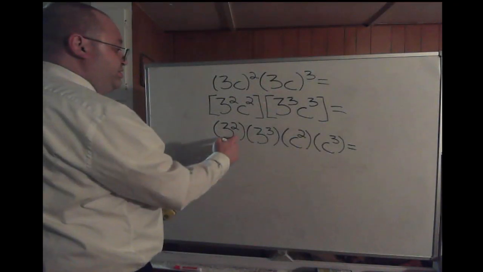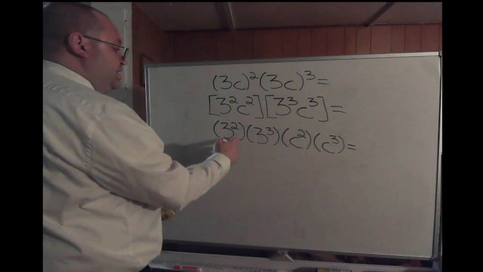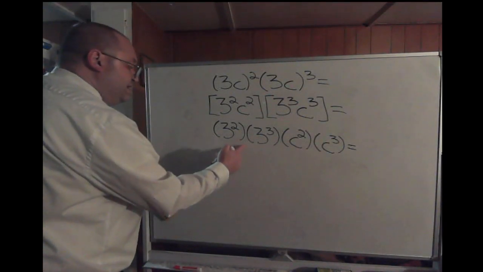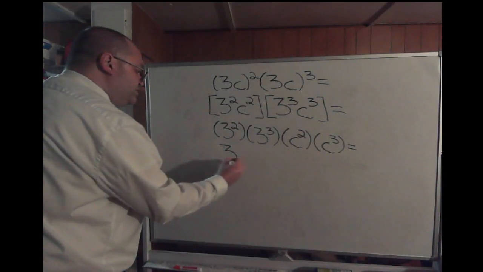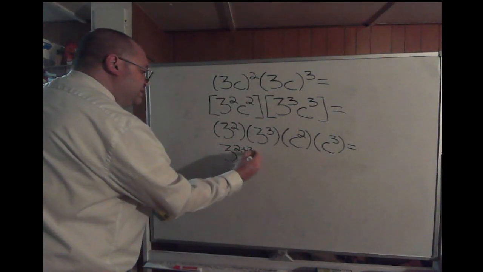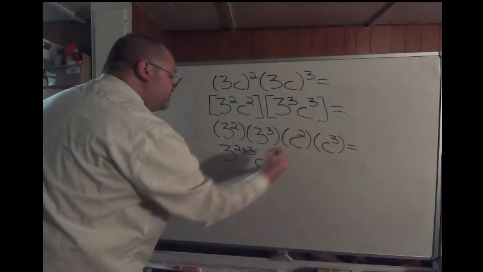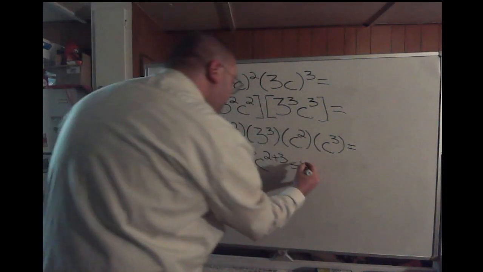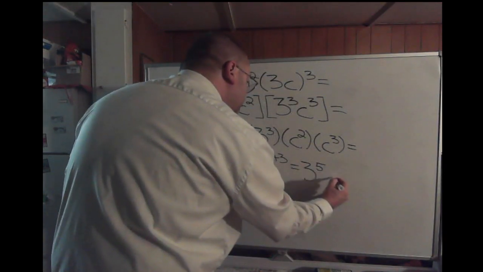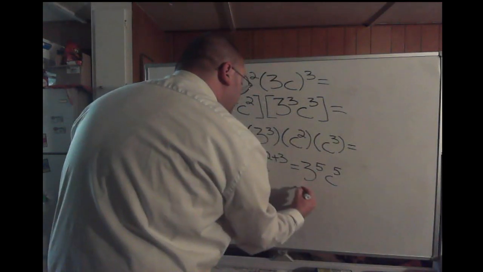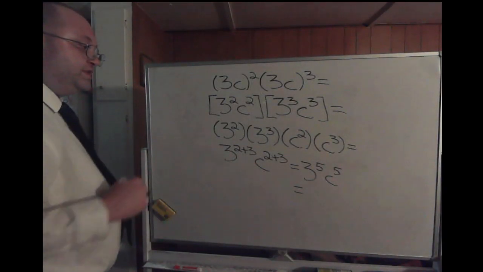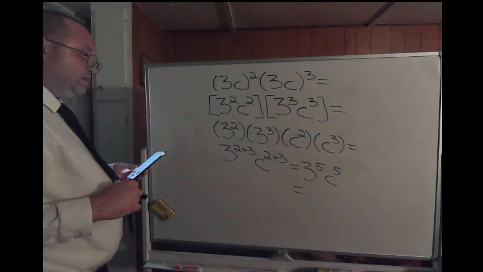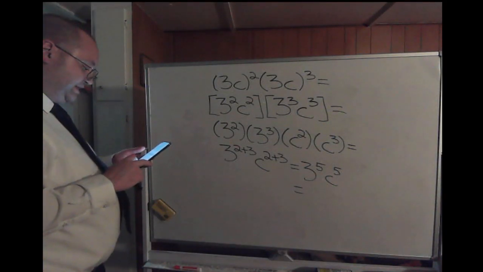Well, again, whenever you multiply a constant or variable by the same base, you just add the sum of the powers. So 3 to the 2 plus 3 is what you would get, times c to the 2 plus 3, which is going to equal 3 to the 5th c to the 5th. Now I just need to find out what 3 to the 5th is in order to get all this.